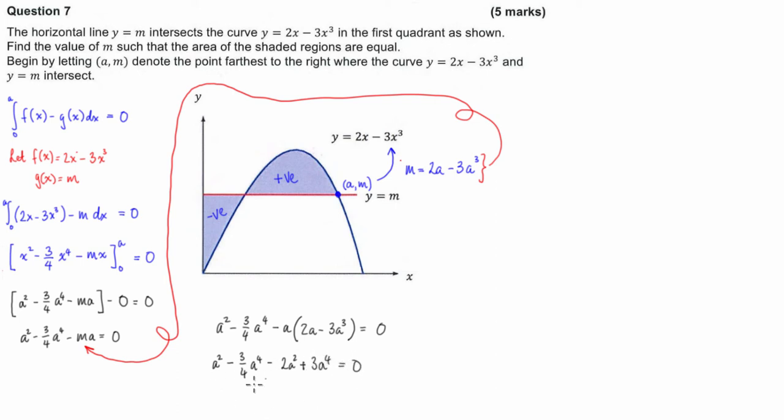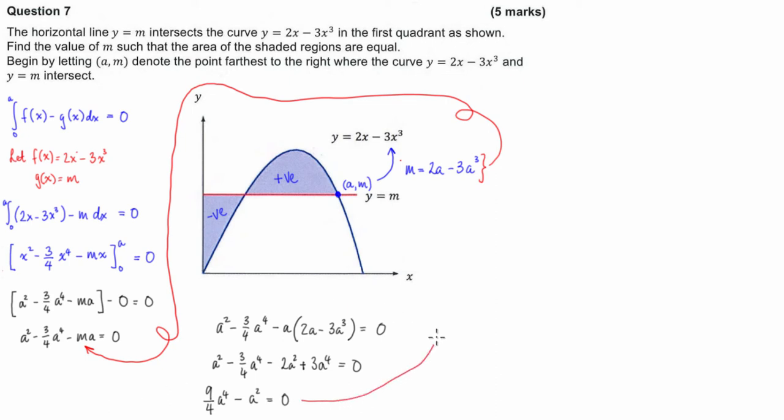equals 0. Now guys, from here it's basically algebra. We're going to combine our like terms. We have 3a to the power of 4, which when I take away 3 quarters a to the 4, well 3 in terms of quarters is 12, 12 minus 3 is 9. I'm left with 9 over 4 a to the power of 4. Then I have a squared minus 2a squared, so that's going to be minus a squared equals 0.